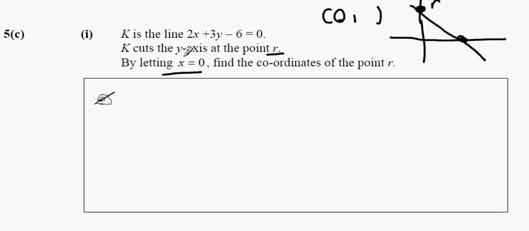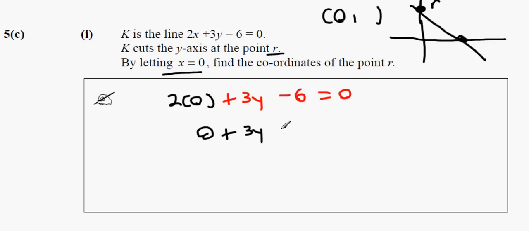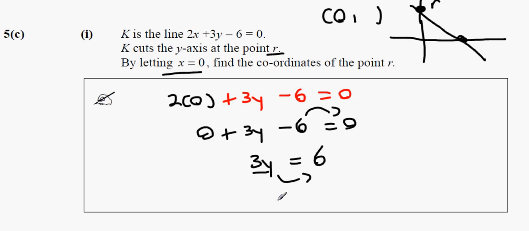So what we can do here is we can say it's 2 multiplied by 0, because 2x is 2 multiplied by 0. We can say that this is 3y here, and this is minus 6 equals 0. So what we're going to get next is 0 plus 3y minus 6 equals 0. Therefore 3y, and we're going to bring over the 6 to the other side, and we're going to get 3y equals 6. This 3 is multiplication on the left, so when we bring it over the other side, it's going to become division. So y equals 2. So this is the point 0, 2.